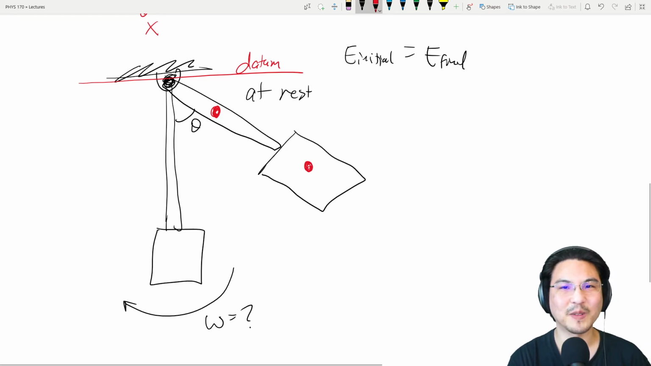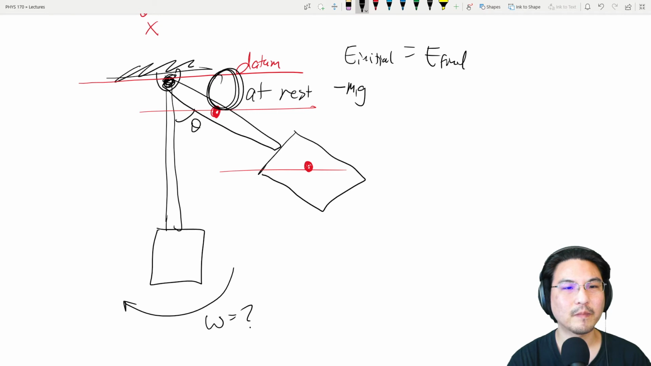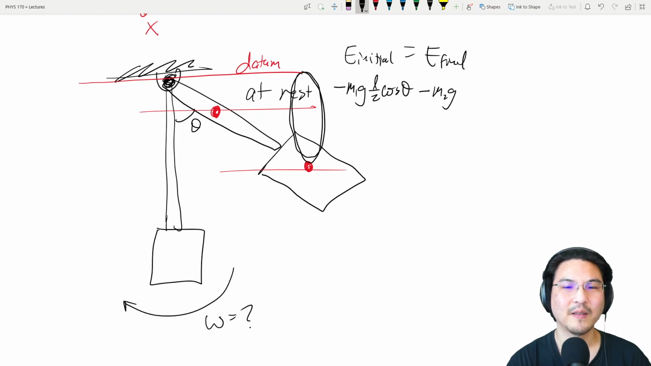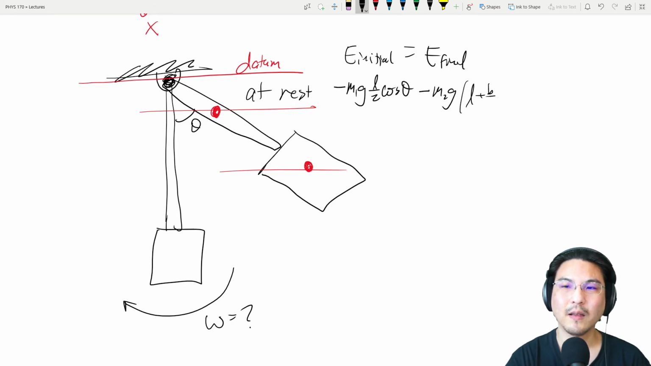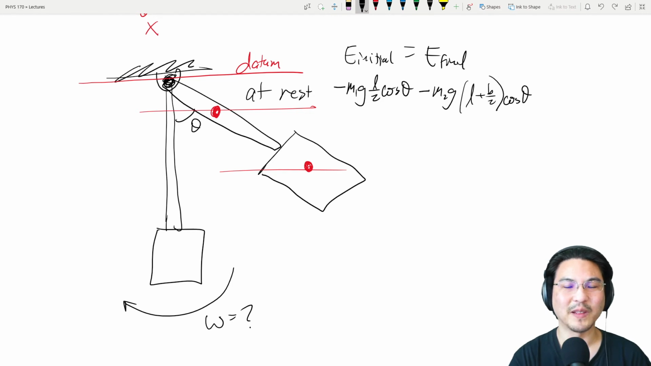So how much gravitational potential energy? They're both below the datum. So negative m1 g, and then how far is this? L over 2 cosine theta. Okay, now for the slab, below the datum, m2g, how far is this? L plus b over 2, quantity, cosine theta. Okay, so that's the gravitational potential energy before we let it go.